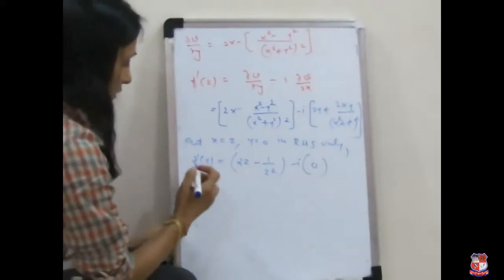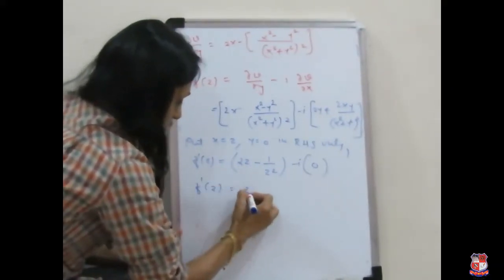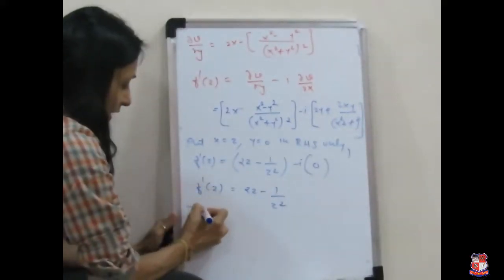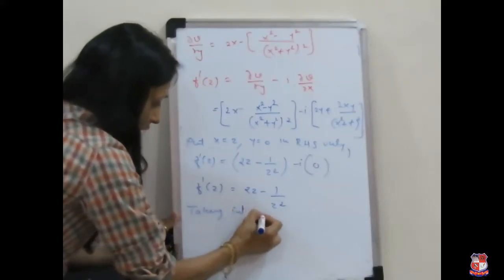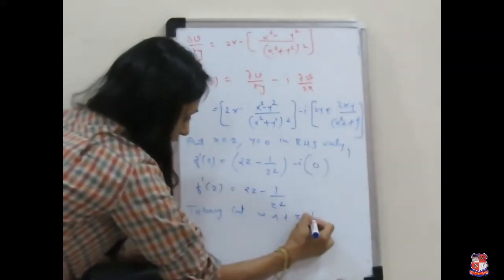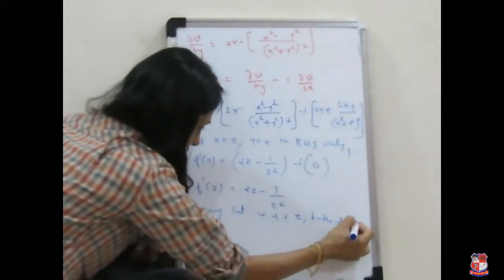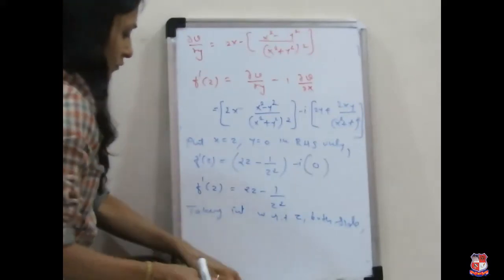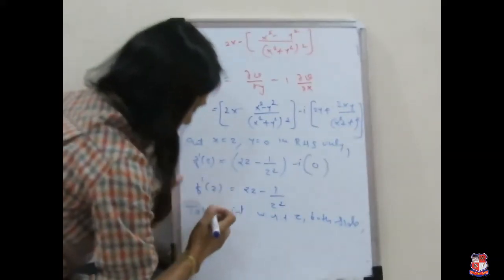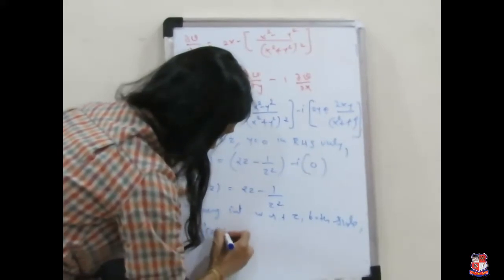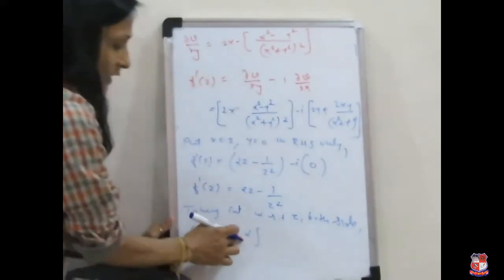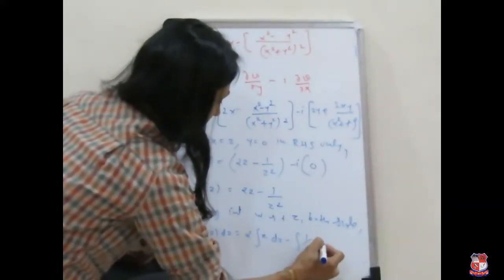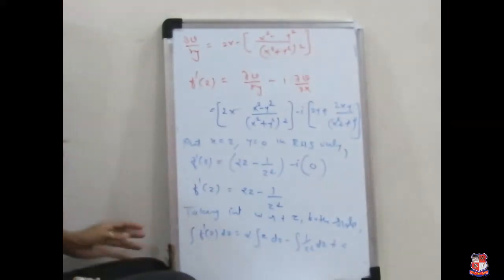Now we can get f dash z is equal to 2z minus 1 upon z square. Now the third step is to take integration with respect to z on both sides. We get f of z is equal to 2 is a constant, therefore it is outside the integration, integral of z dz minus integral of 1 upon z square dz plus constant c.